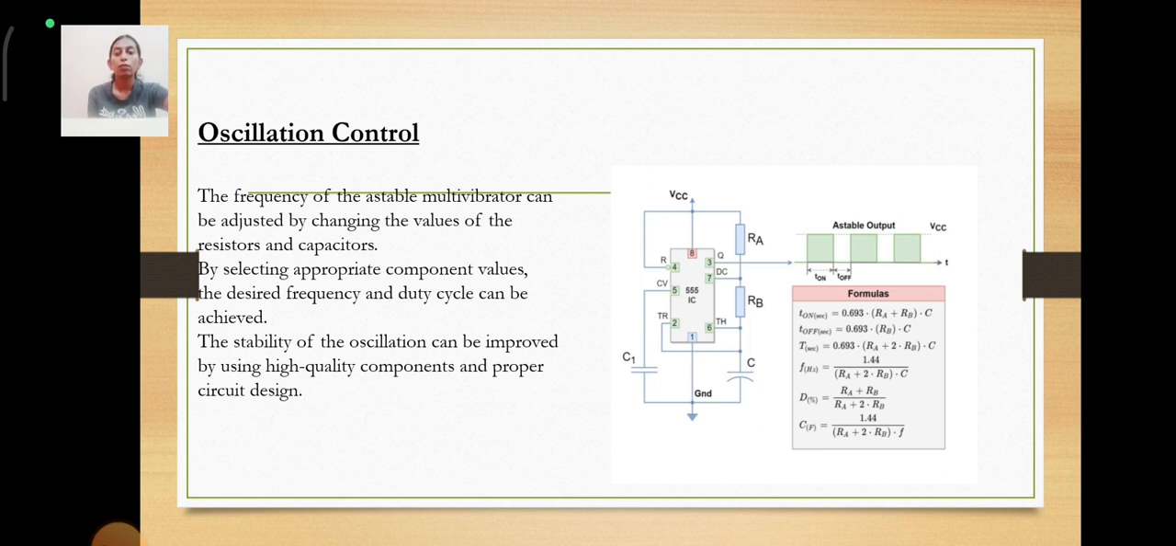Oscillation control. The frequency of the astable multivibrator can be adjusted by changing the value of the resistor and capacitors. By selecting appropriate component values, the desired frequency and duty cycle can be achieved. The stability of the oscillations can be improved by using high quality components and proper circuit design.